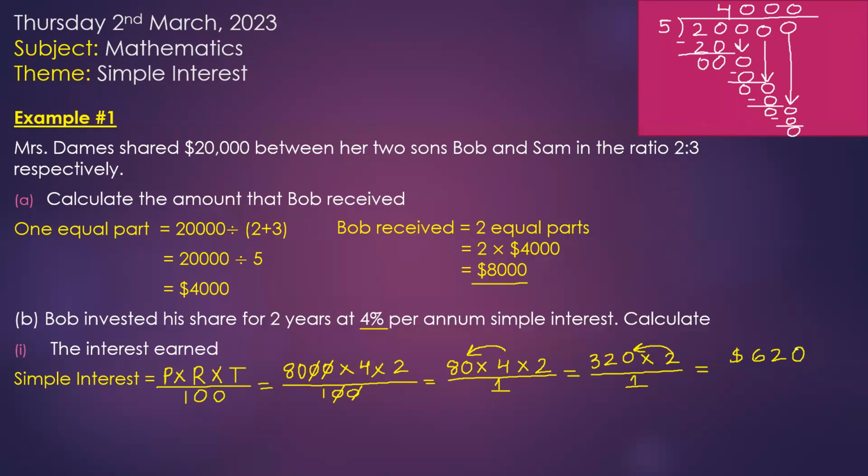Excuse me, Mr. Vitti, it's 640. 640. Thank you. Yeah, 640. That's my bad. My apologies for that. It is 640.